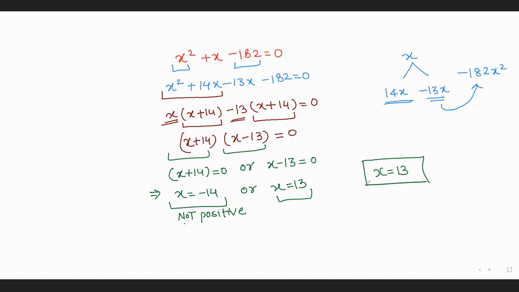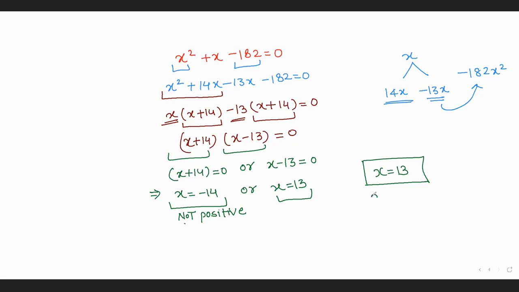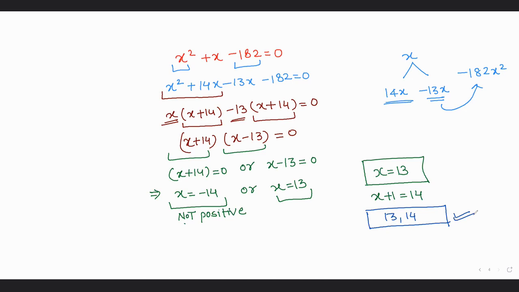This is the first integer, and in the question you see we have taken two integers, that is x and x plus 1. It means the next integer will be x plus 1, that is 14. So our answer for this question is we have two consecutive integers, that is 13 and 14, for which if you do the square and then the addition of both, it will be 365. So this is the final answer for question number 4.